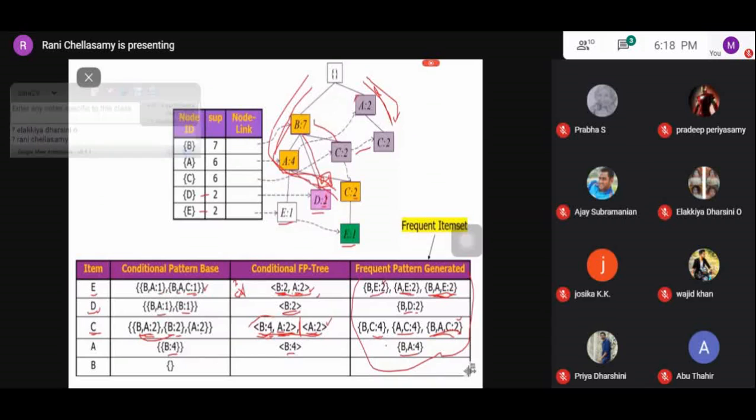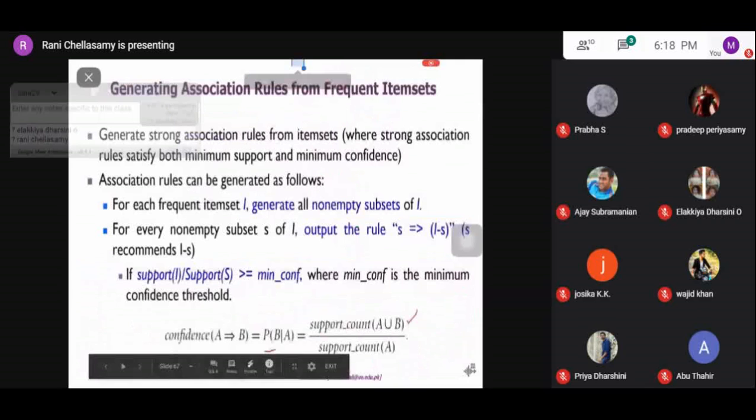I think no other D. So what is... okay? The count is 2 here. Fine. Wait. B A D. B A D. Okay. So B comma A, that is 1. The support count is 1.